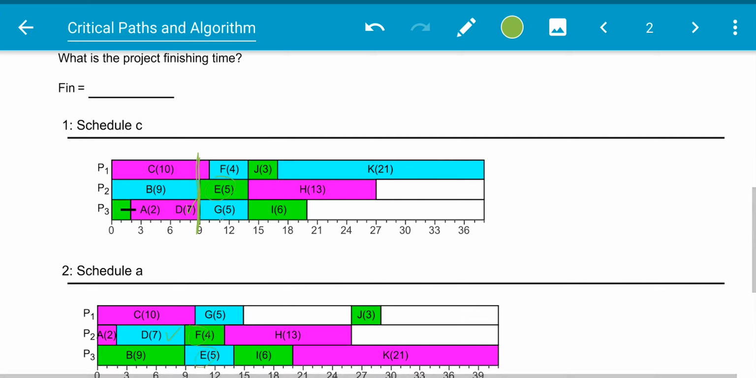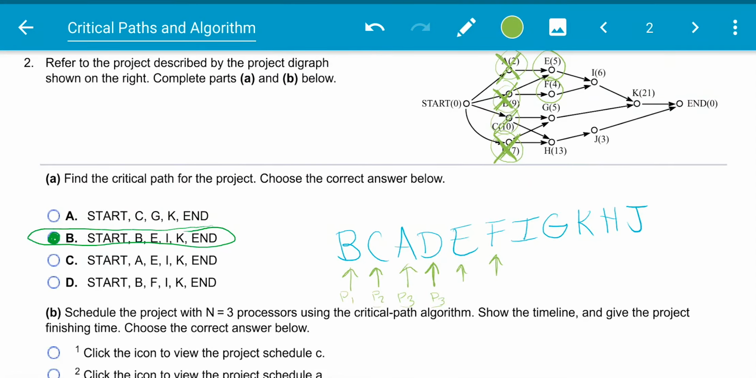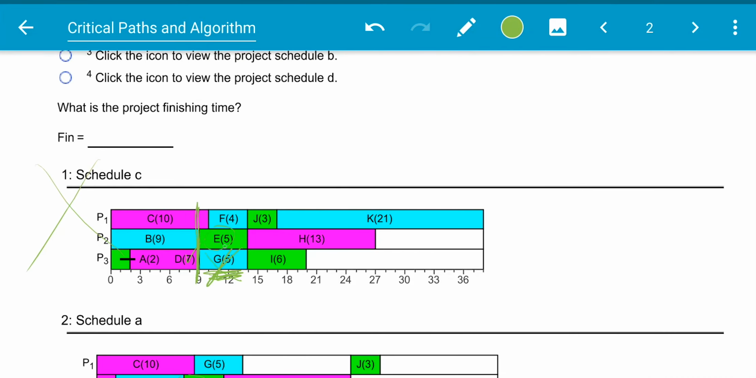So we actually can't start G right here. So this one is wrong because if we start G, we have to have been finished with C. And we're not finished with C yet because C hasn't finished. We still have this little bit of time here.